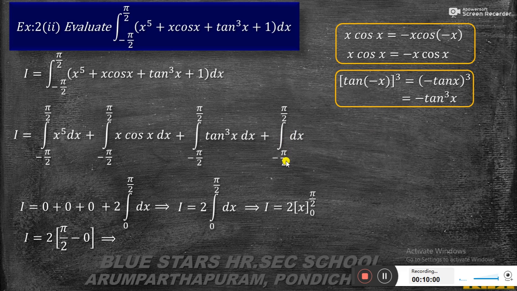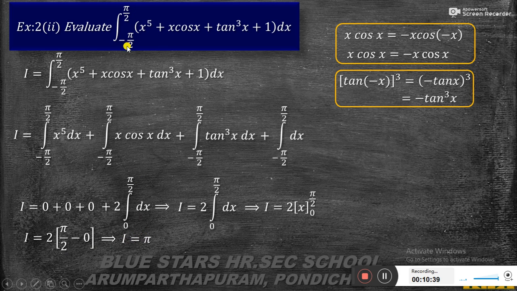So for an even function, the integral from minus a to plus a of f of x dx, we write as 2 times the integral from 0 to a of f of x dx. Therefore, 2 times the integral from 0 to pi by 2 of dx, which implies I equal to 2 into the integration of dx, which is x. So 2 into x from 0 to pi by 2. We substitute pi by 2 minus 0, so 2 into pi by 2 minus 0, the 2 cancels, pi. Therefore I equal to pi.